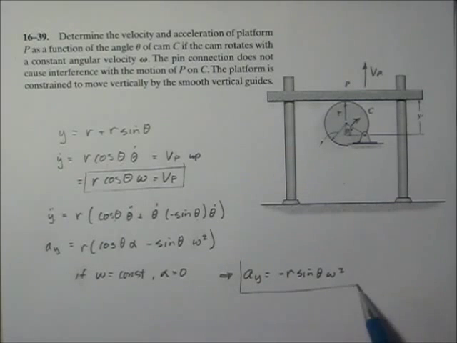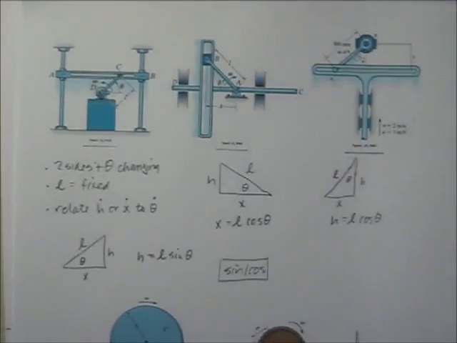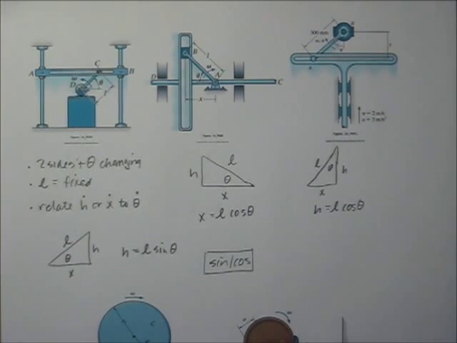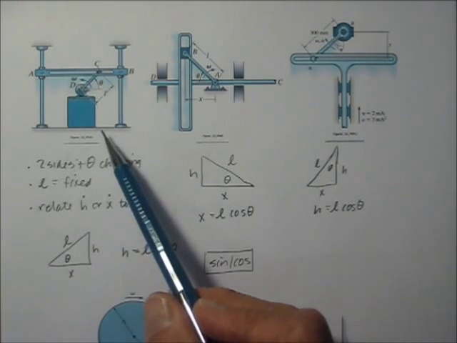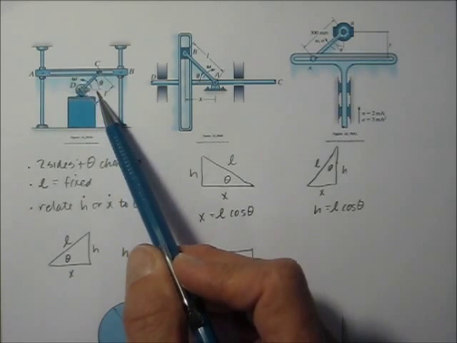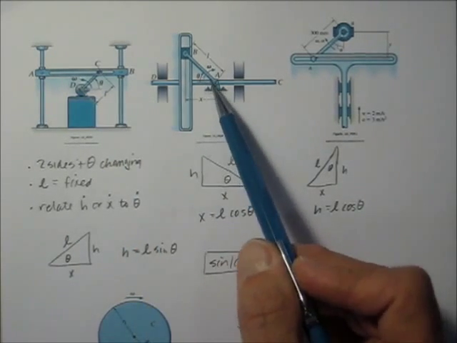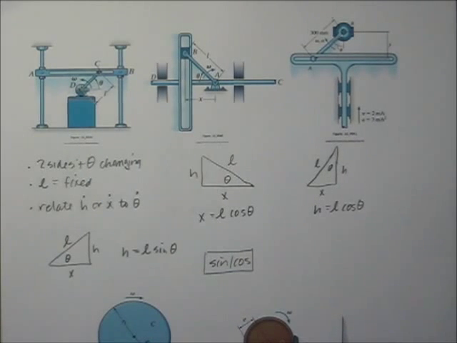In this particular problem, that term goes away, and so this would be r sine theta omega squared. All right, so I want to just refer to several different kinds of mechanisms and several different kinds of approaches that I think might make some sense here. So when you have two sides and a theta changing, like this kind of guy, where this x and this y or this h is changing, the length is fixed. We already solved this problem, but this one is exactly the same.